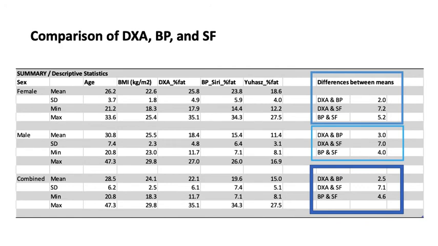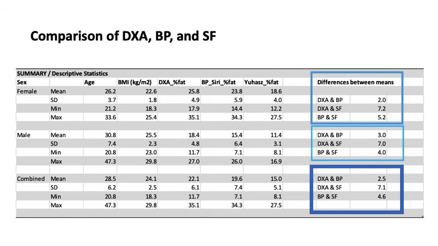So we have the 2 different sexes, females and males, and then the combined results. What I want to draw your attention to is the difference between the means over on the right-hand side. The difference between DEXA and bod pod for females was 2%. The difference between DEXA and skin fold for the females was 7.2%. So that's how much variance there was. So we'd have a DEXA value, say of 20% body fat, while skin folds will report that individual as being 12% or 27%. The difference between bod pod and skin folds for the females was 5.2%. For males, it was 3, 7, and 4 respectively.